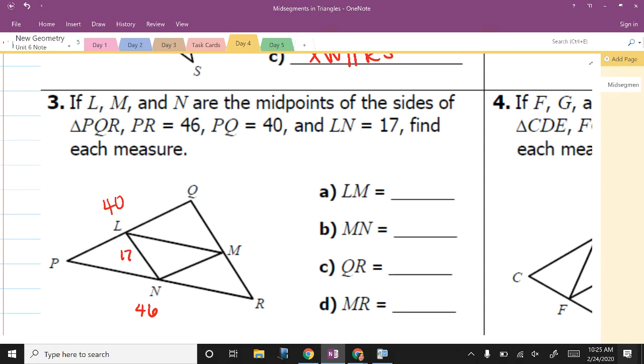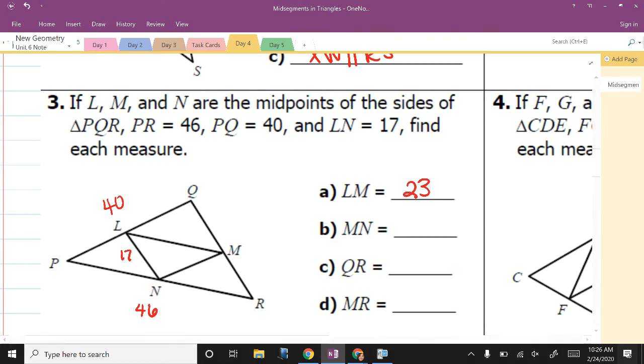Okay, so remember, if we are looking for a mid-segment, we have the long segment that it correlates with. And if we're finding the outside segment, then we double the mid-segment, correct? Okay, so LM. LM is this next segment right here. Now, which segment corresponds with LM? PR, which is 46. So how do I get the mid-segment? 46 divided by 2, or 46 times a half, right? Which is what? 23. So LM is 23. Very good.